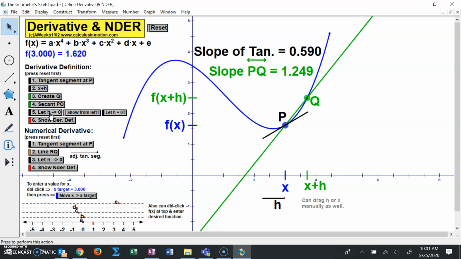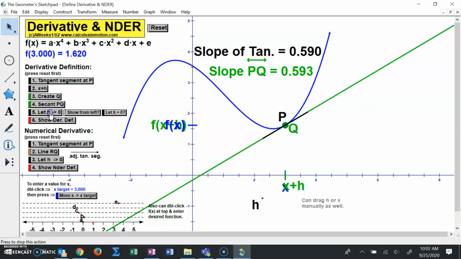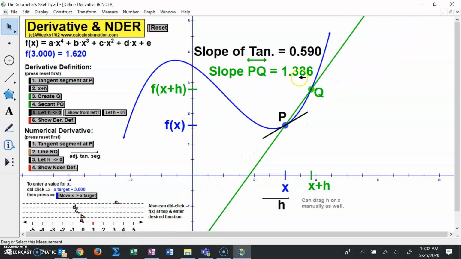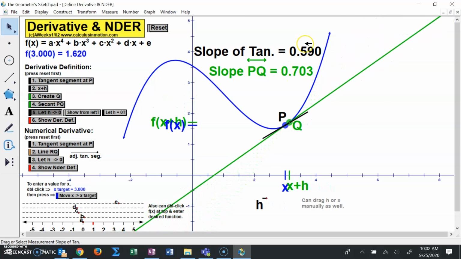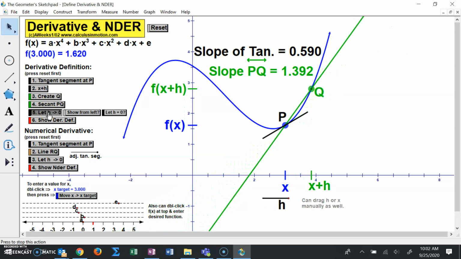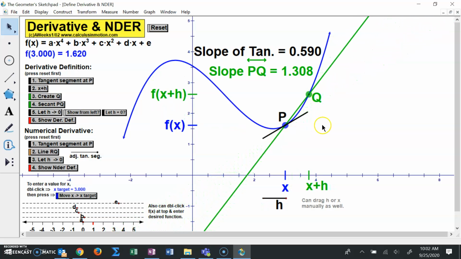You can see the slope of the secant line, the green line, is getting closer and closer to the slope of the tangent line. The closer h gets to 0, the closer Q gets to P, and the closer our slopes become. So let it run. You can see that the secant line slope in green is getting closer and closer to the tangent line slope in black. And that, in essence, is the idea behind a derivative. A derivative is nothing more than the slope of a tangent line. A derivative is a slope of a curve at a particular point.